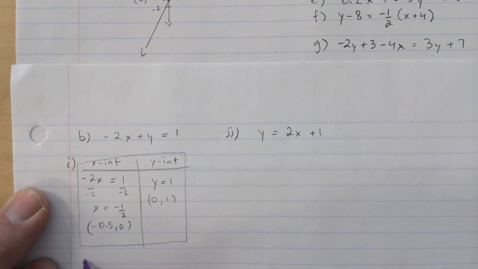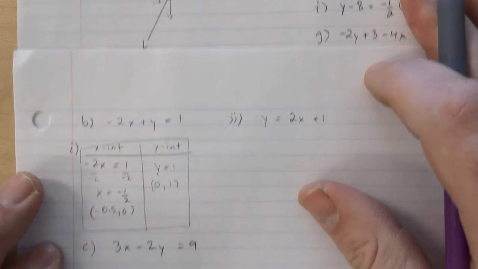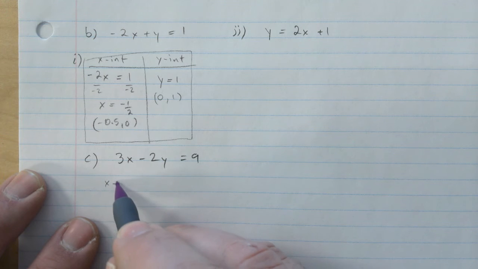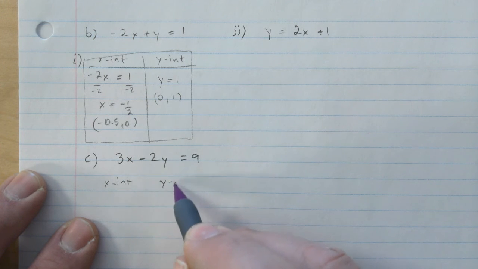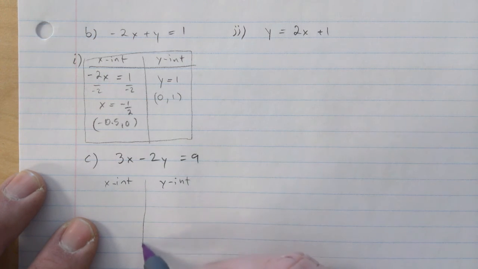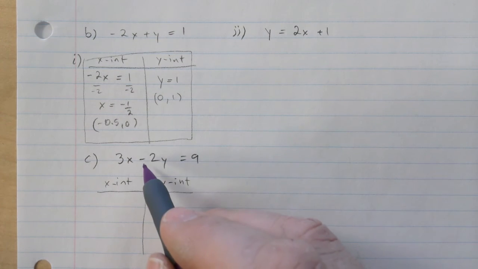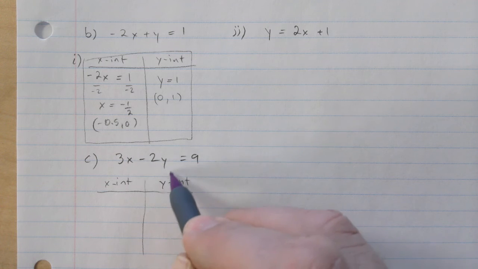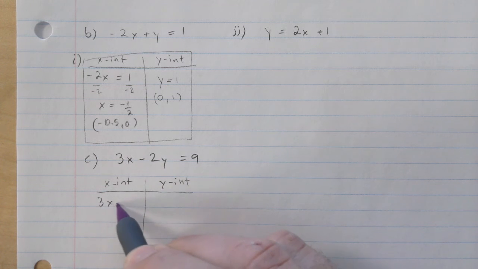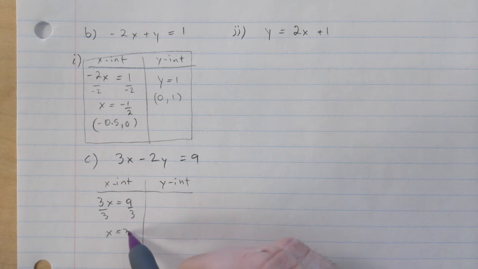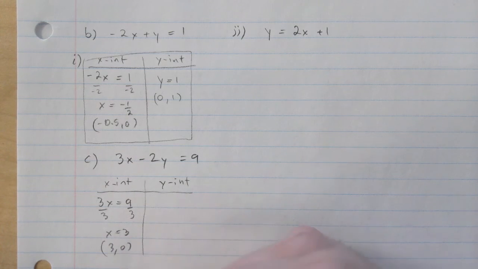Okay, for C, 3x minus 2y is equal to 9. You would put your x-intercept here, just to be organized, because later on you might have more than one of these, so to have it all in one place. Okay, so we let y equal 0, so it's really 3x is equal to 9. So you divide both sides by 3, x is equal to 3, and it's 3, 0. Okay.